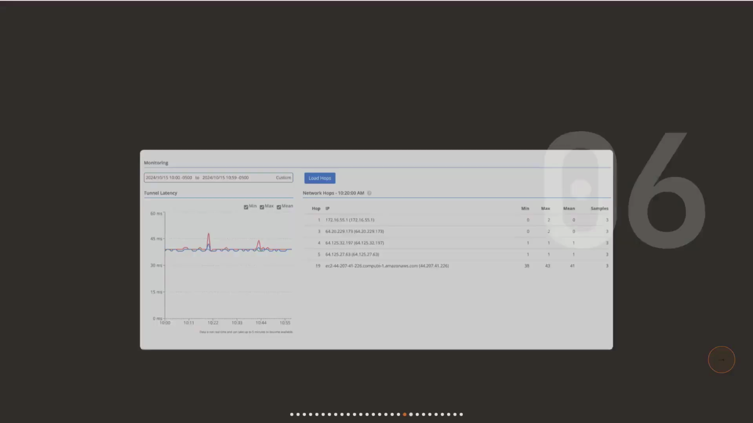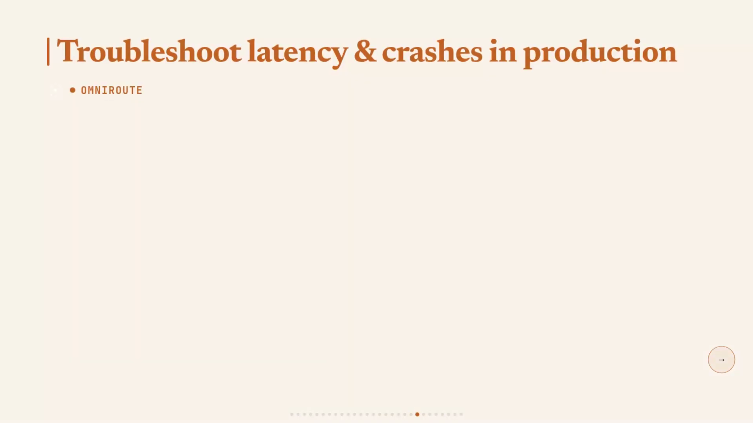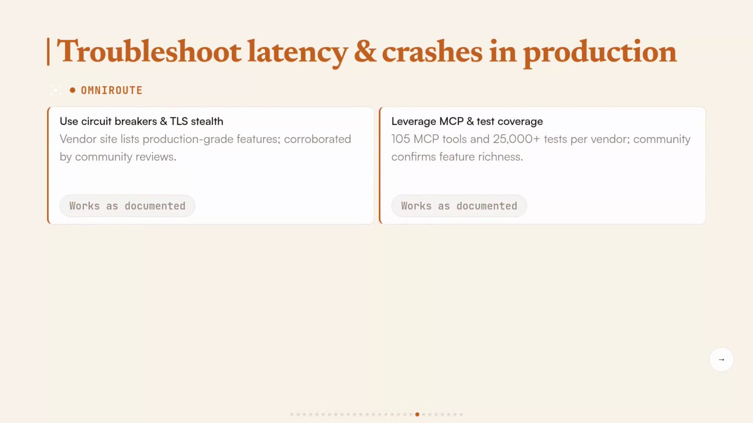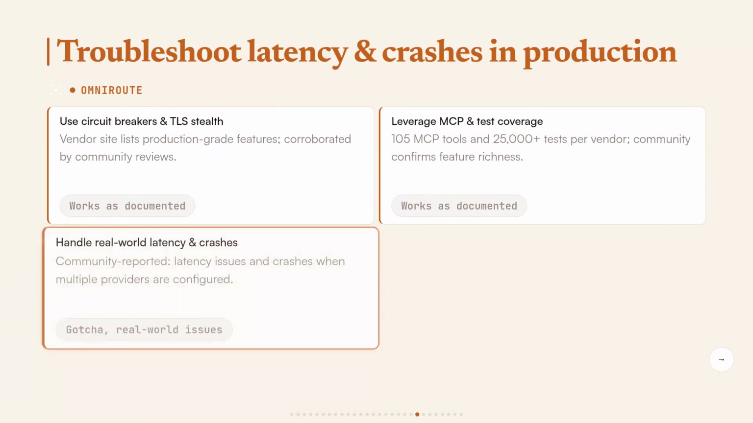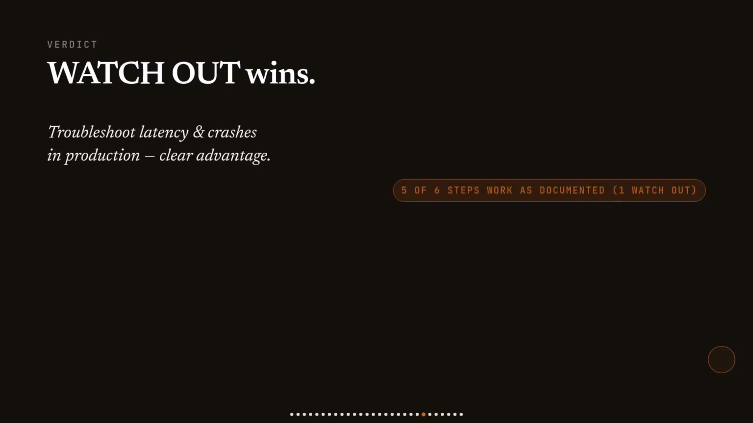On paper, this step looks the most solid. OmniRoute has circuit breakers, TLS Stealth, 105 MCP tools, and a vendor claimed 25,000 plus tests behind it. But this is the one step where real usage diverges from the spec sheet. Community reported, but unverified against vendor claims: users running multiple providers at once see latency spikes and outright crashes. The engineering effort is clearly there. The stability under real production load isn't fully there yet.